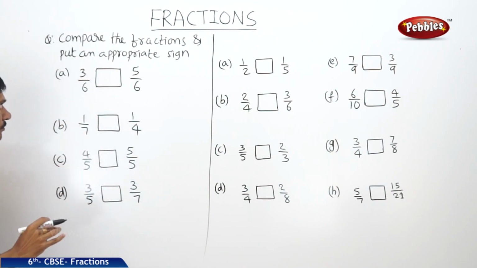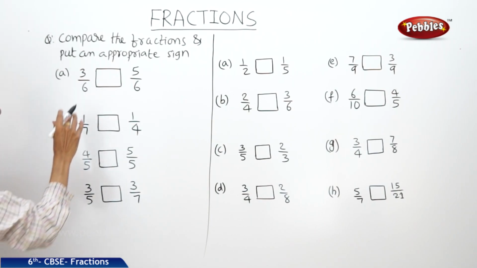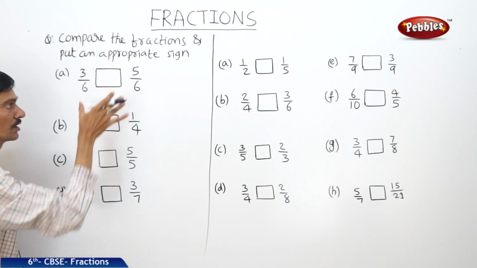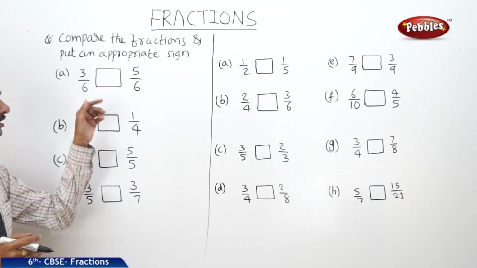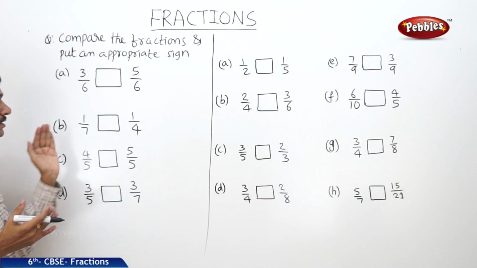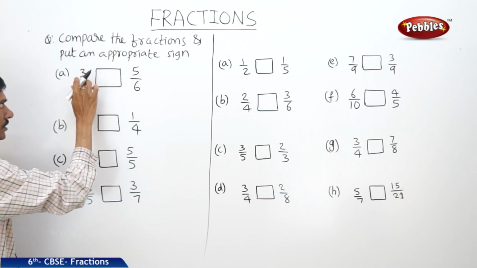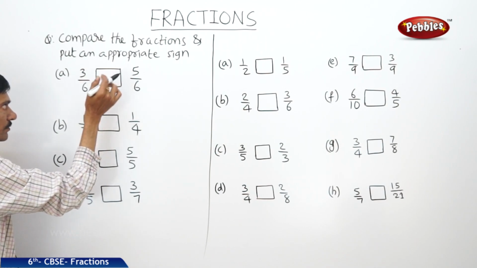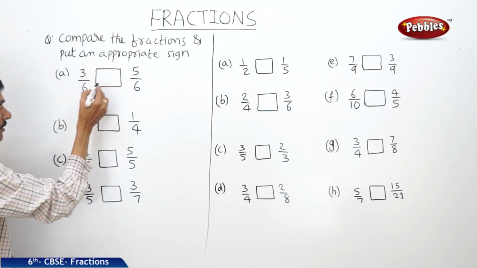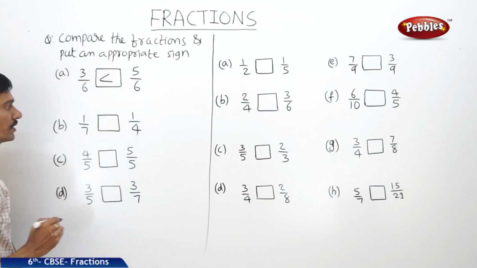Now the first question, 3 by 6 dash 5 by 6. So when the denominators are equal, the fraction with the lesser numerator is less than the fraction with the larger numerator. If you compare the numerators here, 3 and 5, 3 is less than 5, so we can say that 3 by 6 is less than 5 by 6.